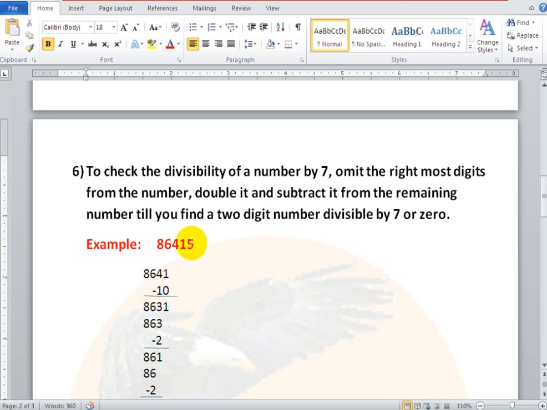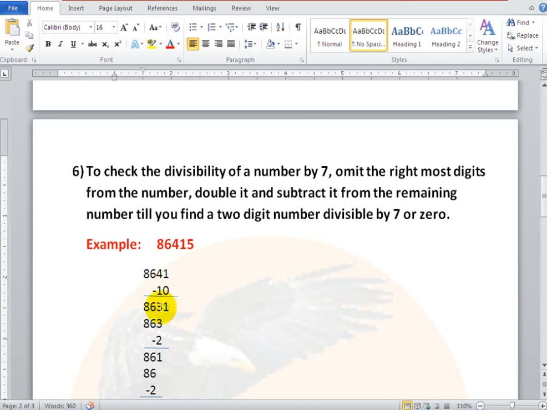In this case, the last digit is 5. And subtract the double of this digit from the remaining part. And the remaining part, you can see, is 8641. So you will write here 8641 and subtract the double of this 5, that is 10, from this number. The answer is 8631. Now we can't tell whether this number is divisible by 7 or not.